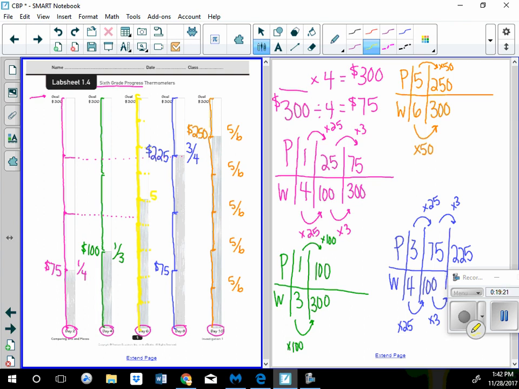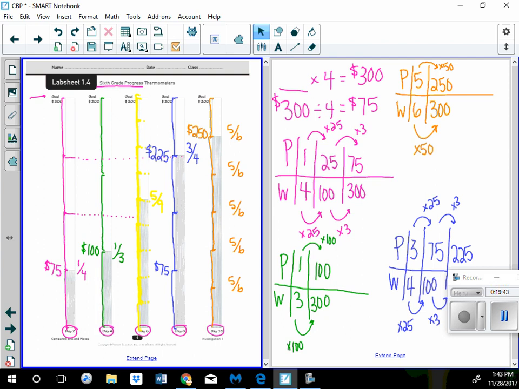All right. So crew, I'd like a thumbs up, thumbs to the side, thumbs down, and it can be just a secret vote about how you feel about finding a fractional part of a whole. I can do it. I'm still a little shaky. I have no idea what's going on. Okay, very cool.